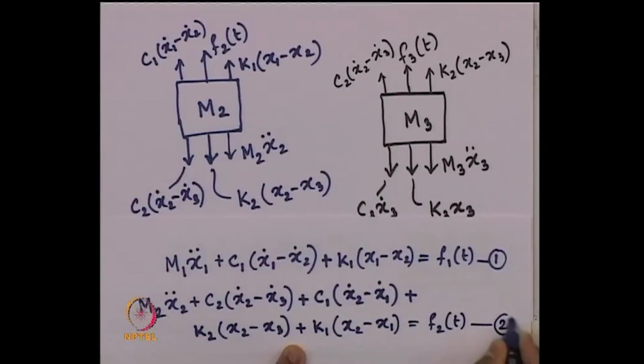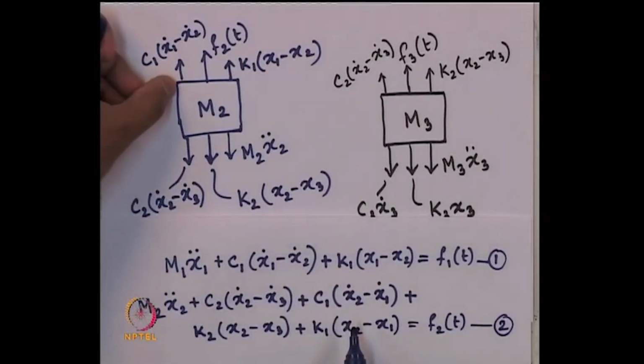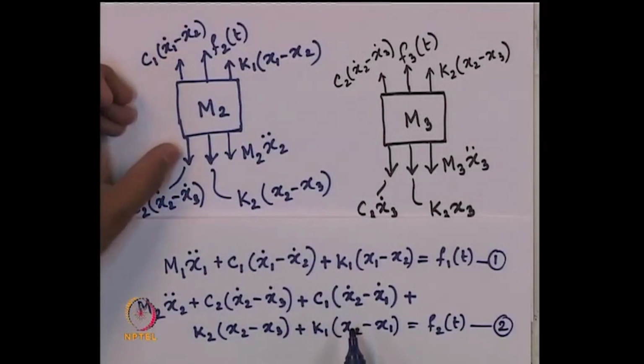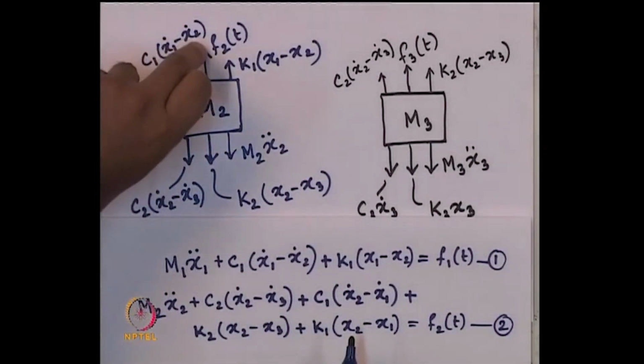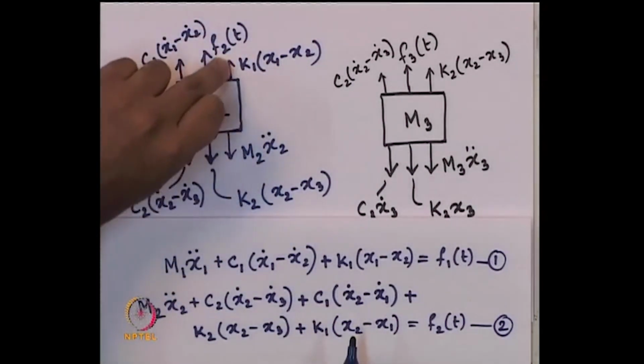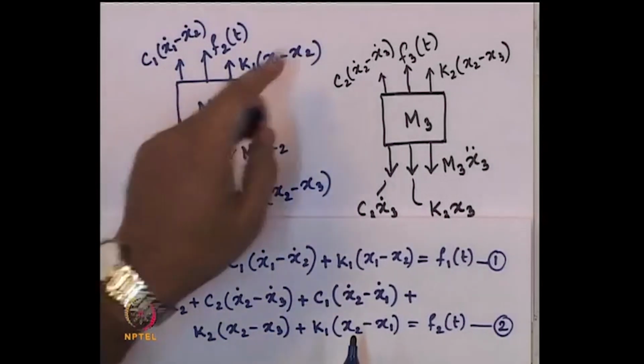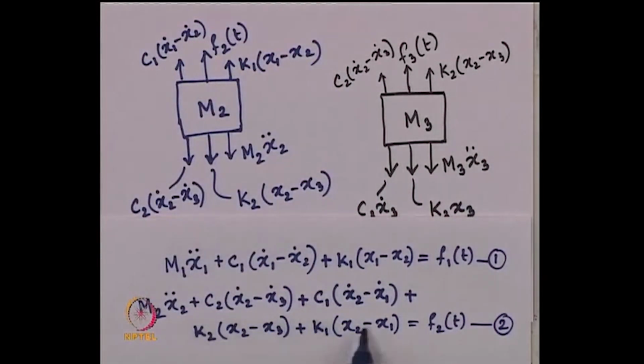So, this is the second equation. Do you agree with me? What I have done is, this one is in the upward direction, this is downward. So, I made it downward by using x2 dot minus x1 dot. Similarly, this also I made downward, K1 (x2 minus x1). So, that is why all these terms I have taken on one side and the externally applied force on the other side.